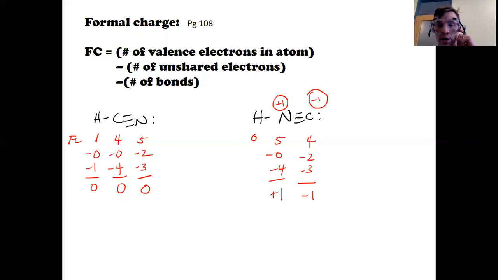So what is my right Lewis structure here? Well, on this one, I have 2 instances of formal charge. On this one, I have none. So this is the right Lewis structure for hydrogen cyanide.